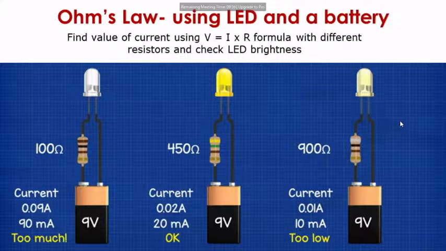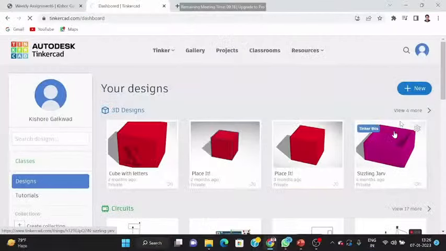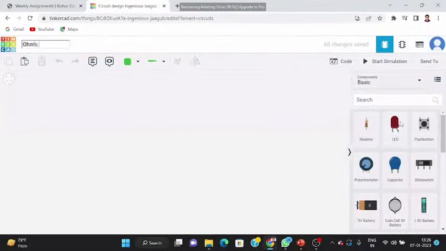But if you keep on increasing the values of resistance further from 450 to 900, current will further reduce, but LED will not be that much bright. It will keep on dimming. The LED will not glow. So we'll verify that using Tinkercad.